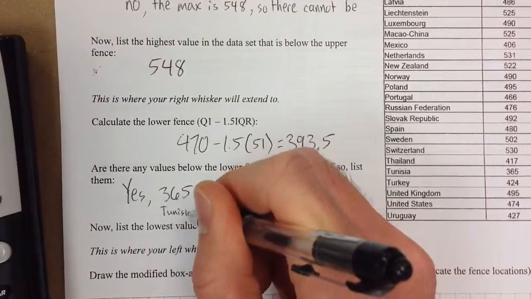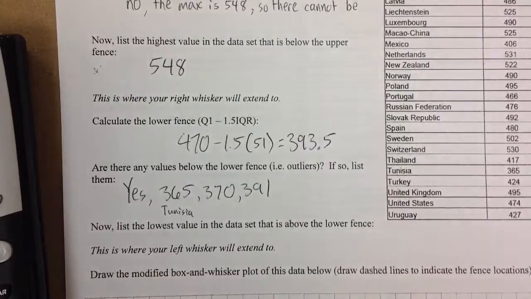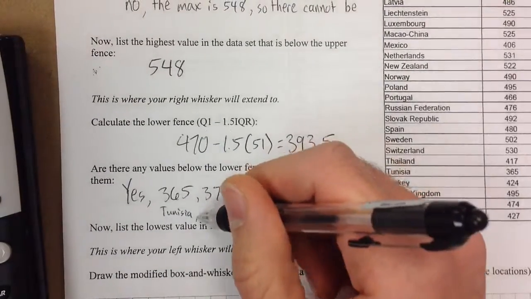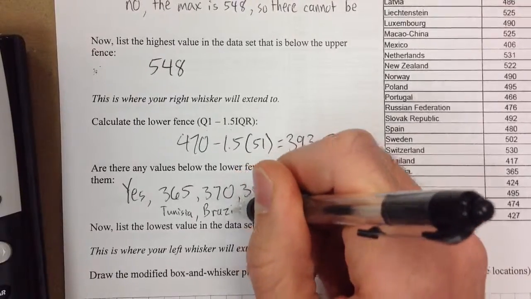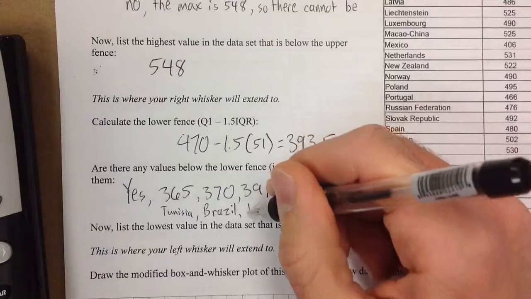Okay, so as per Tukey's test, Tunisia and Brazil. And what was the third one? Indonesia, thank you.